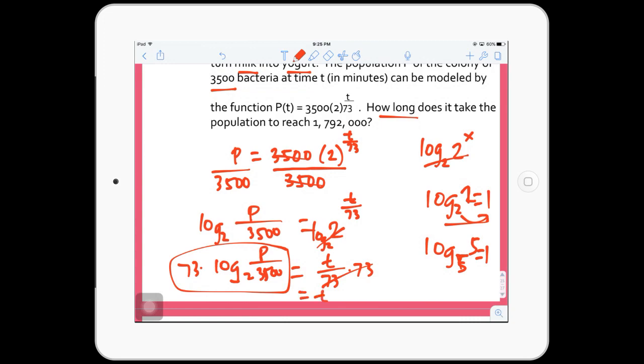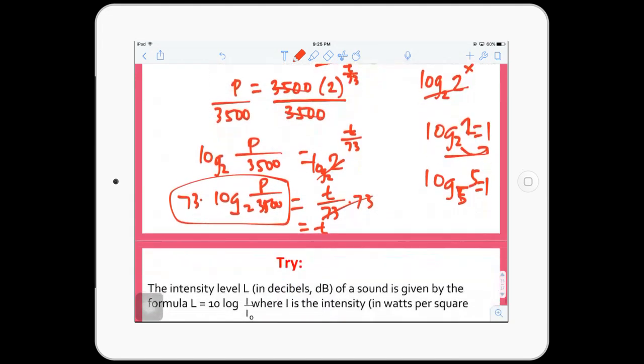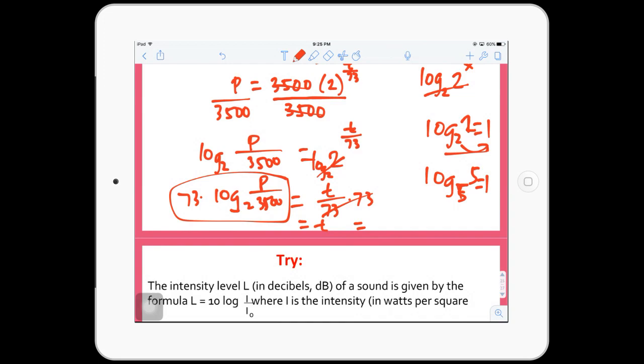And so now we're going to answer the question, and we're going to let P equal to this number right here. So solving the problem, we're going to have T equals 73 times the log base 2 of 1792000 over 3500. And we're going to just simplify this a little bit. On your calculator, you can follow me. The log 2 of 1792000 divided by 3500, that should give you an answer of 512.